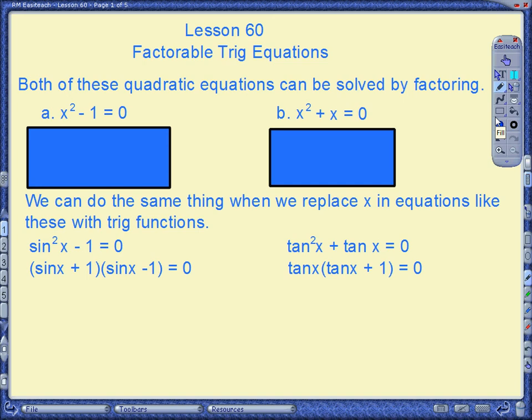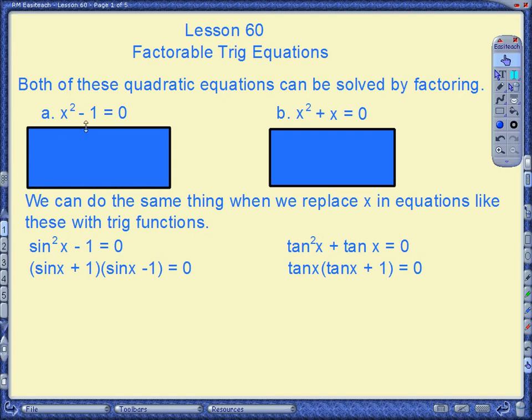Lesson 60 is about factorable trig equations. Both of these quadratic equations, x squared minus 1 equals 0 and x squared plus x equals 0, can be solved by factoring. They can both be solved by factoring.